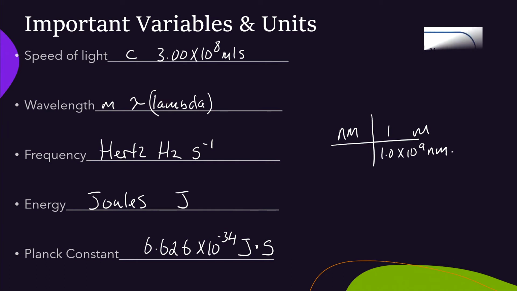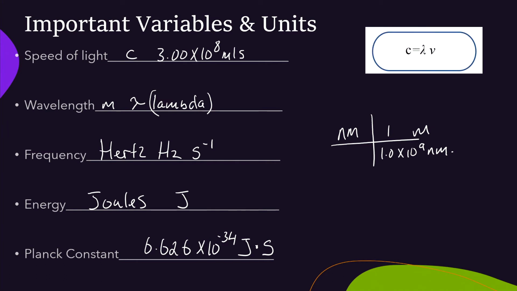And here are some of our formulas that we're going to use. So c is equal to our wavelength times our frequency. So our frequency, putting this here on our list, is using the Greek letter nu.